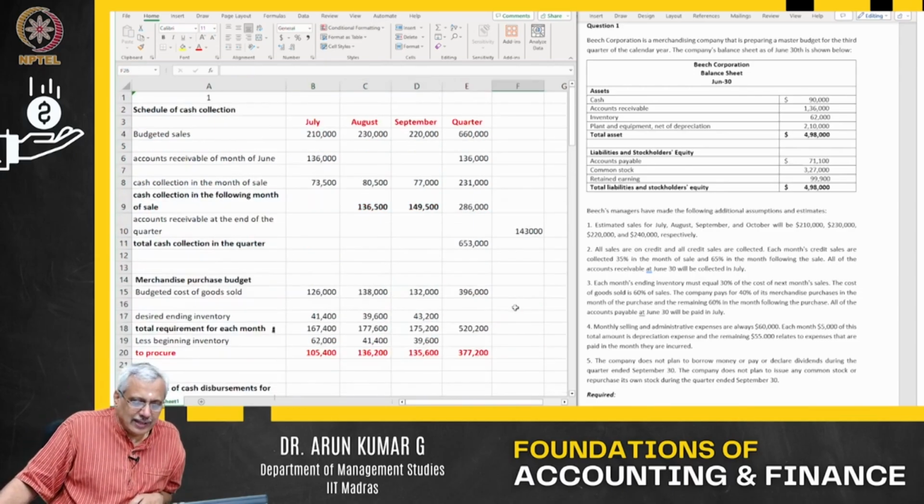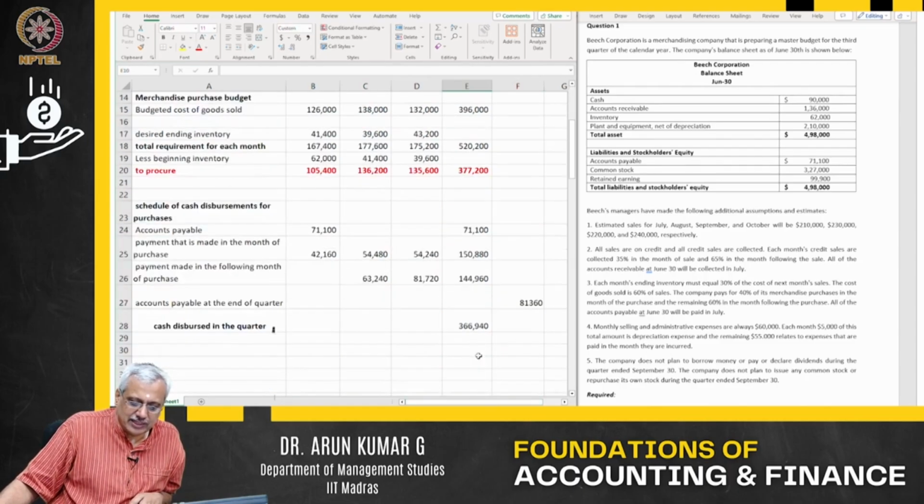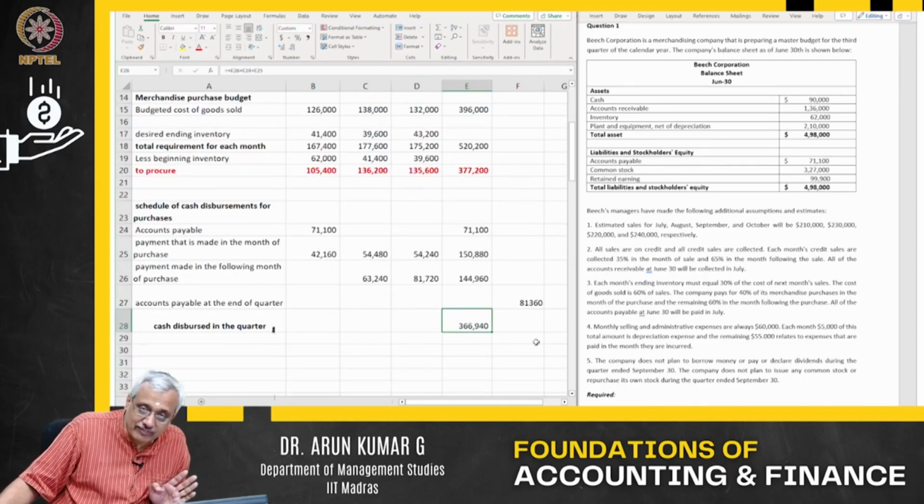So now I know what is the cash collection. My cash collection at the end of the quarter is 653. My cash disbursement is going to be 366. Comfortable. I can tweak a little bit here and there.